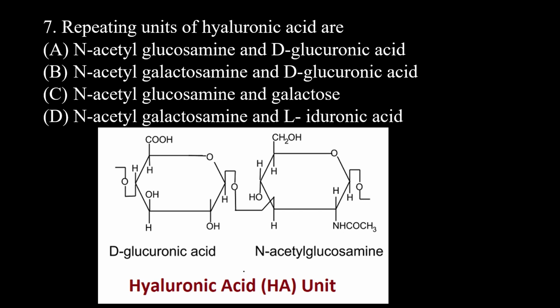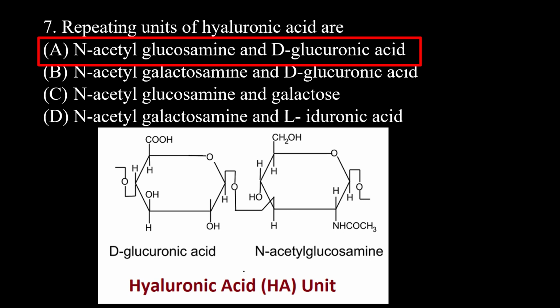Question number 7 is, repeating units of hyaluronic acid are A. N-acetyl glucosamine and D-glucuronic acid, B. N-acetyl galactosamine and D-glucuronic acid, C. N-acetyl glucosamine and galactose, D. N-acetyl galactosamine and L-iduronic acid. So the right option for this question is option A. Hyaluronic acid is made up of N-acetyl glucosamine and D-glucuronic acid.